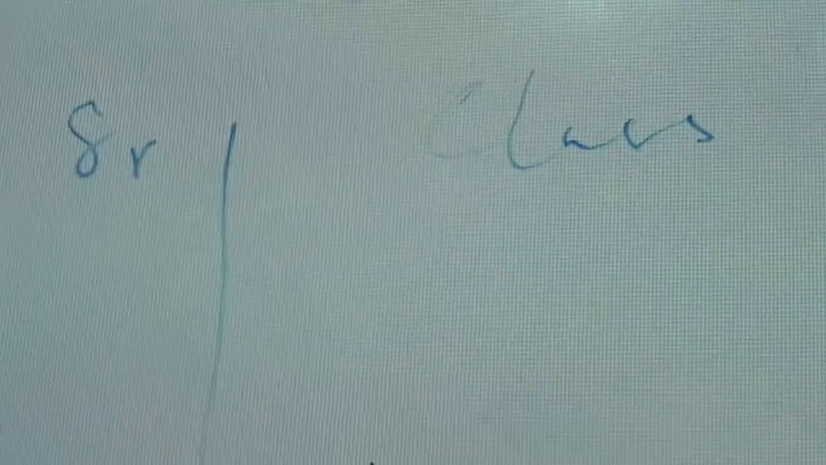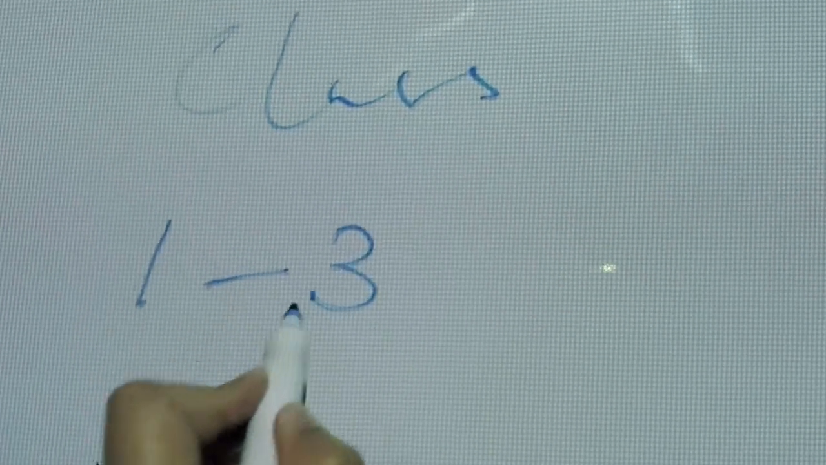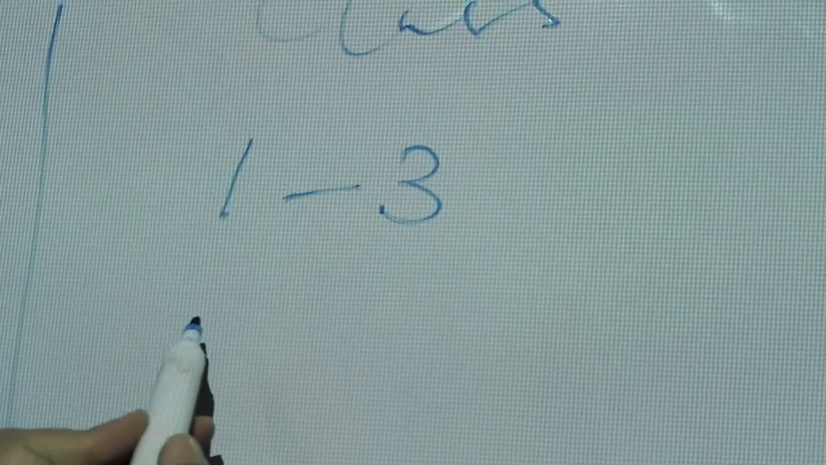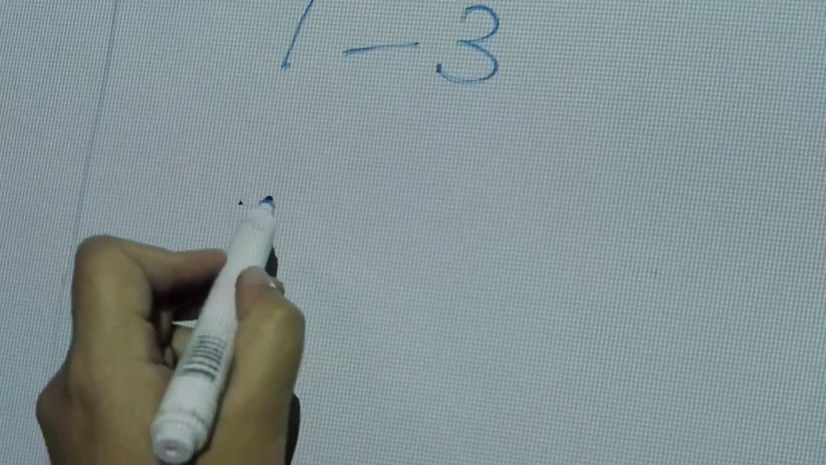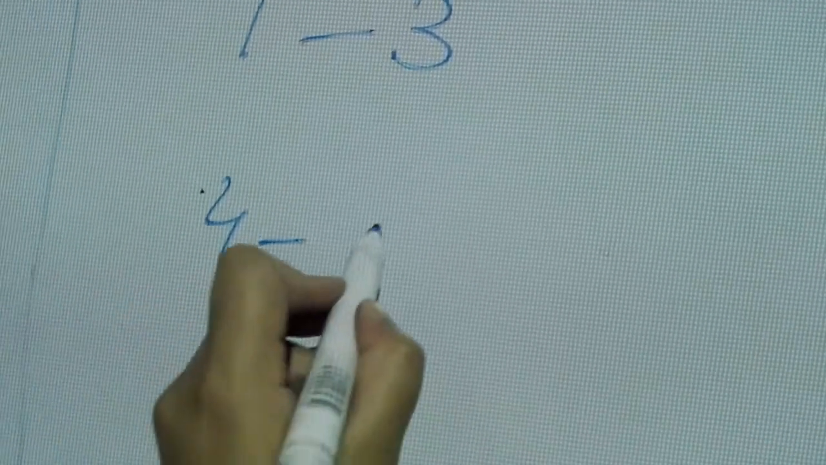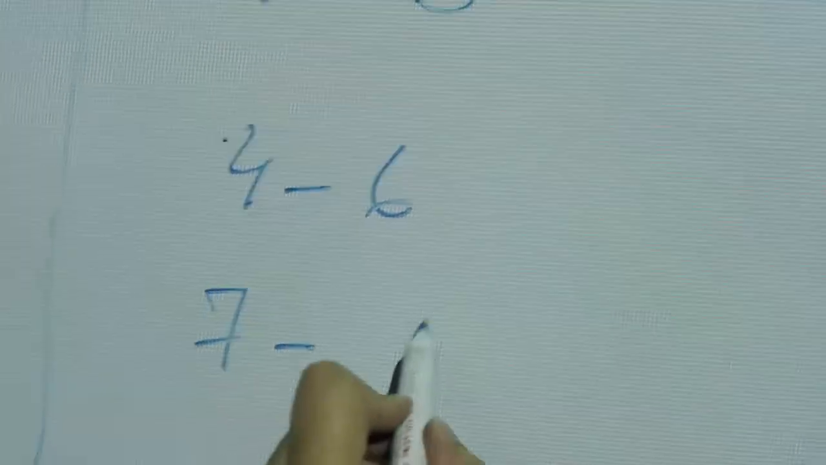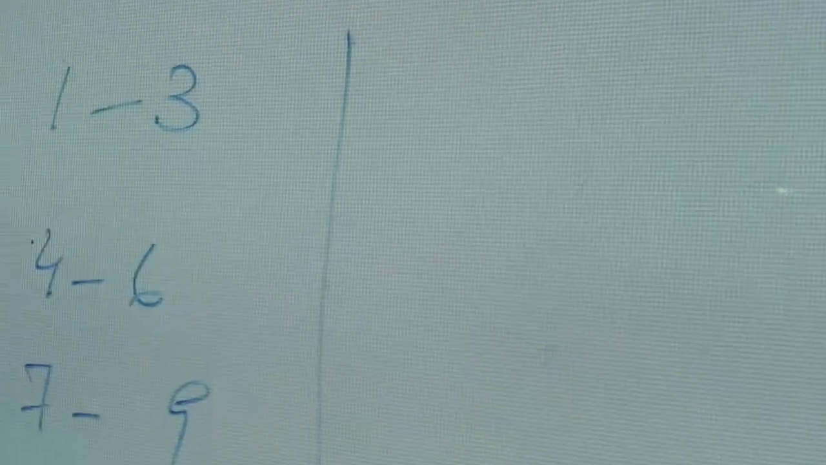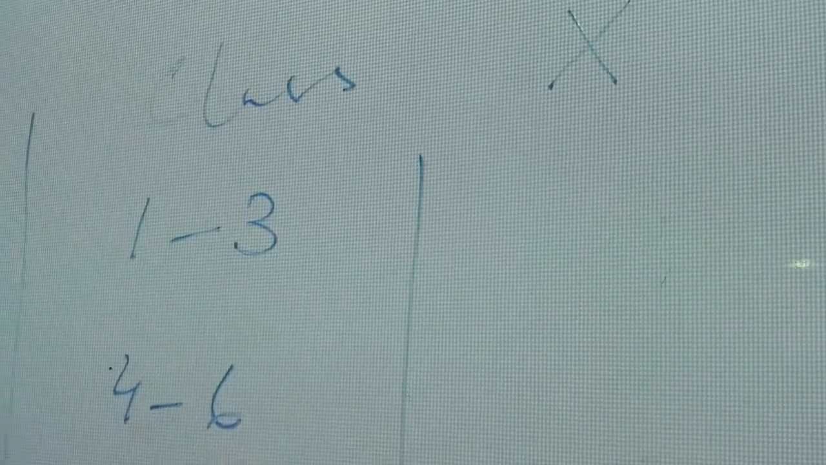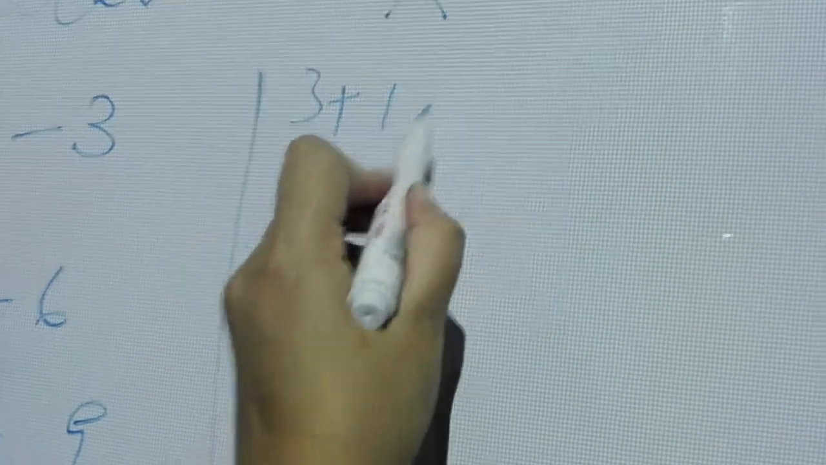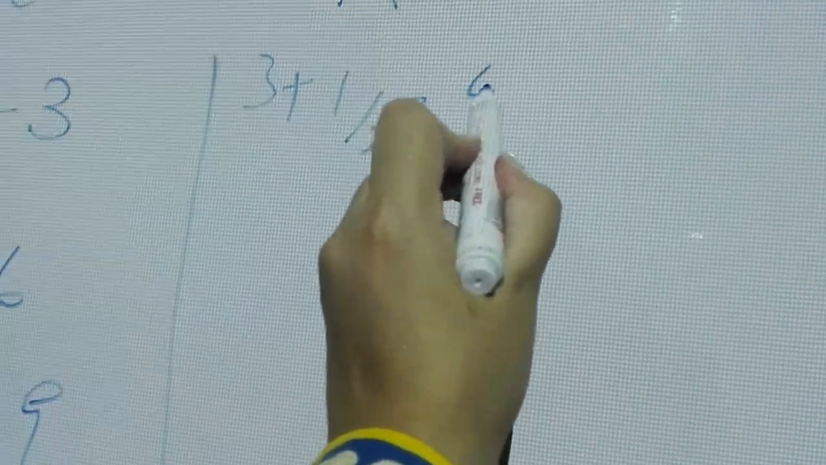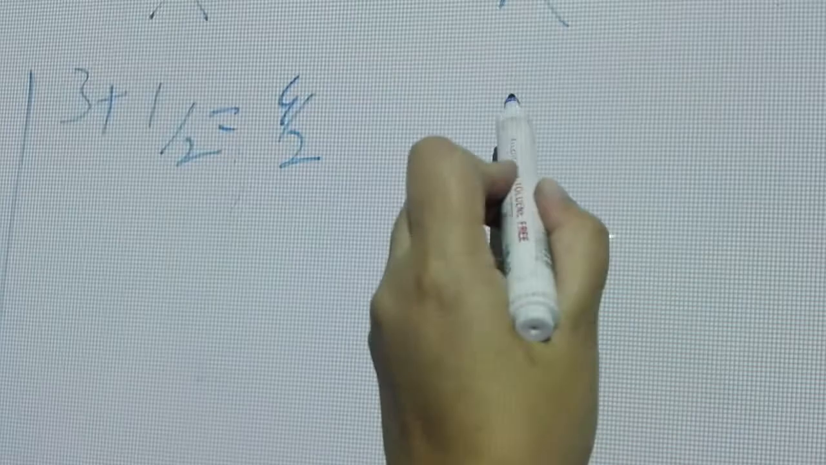So we have the class system here. The class system would be 1 to 3, then from, let's suppose, 4 to 6, and then from 7 to 9. If you take the average, that finds the x value, which would be 3 plus 1 over 2, which is equal to 4 by 2. So x, in other words, would be 2.